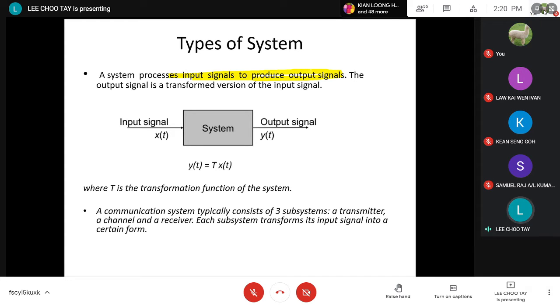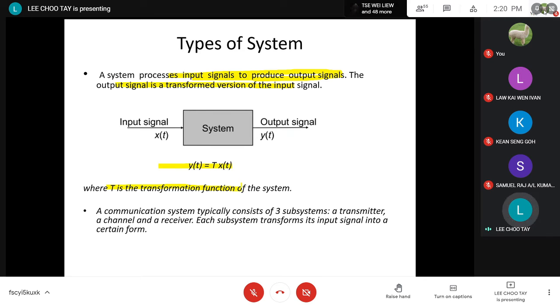All right. So we call the output signal a transformed version of the input signal. This system performs some changes on the input to produce an output. The changes that the system does are called the transformation. And if you were to put it mathematically, the output y(t) is equal to T times x(t), where x(t) is the input signal. And what is T? T is the transformation function of the system, right? You learned this one, right?